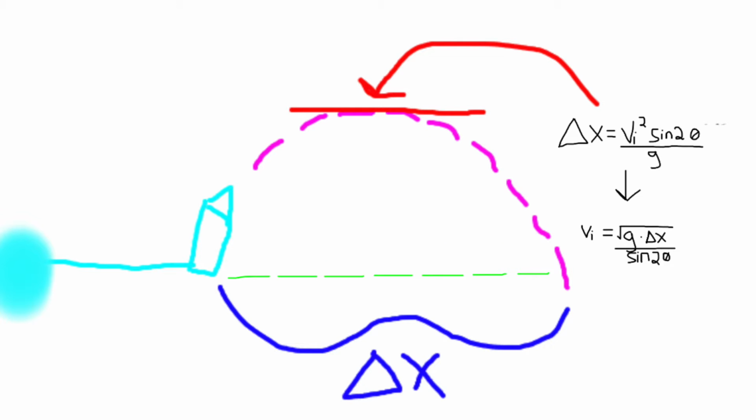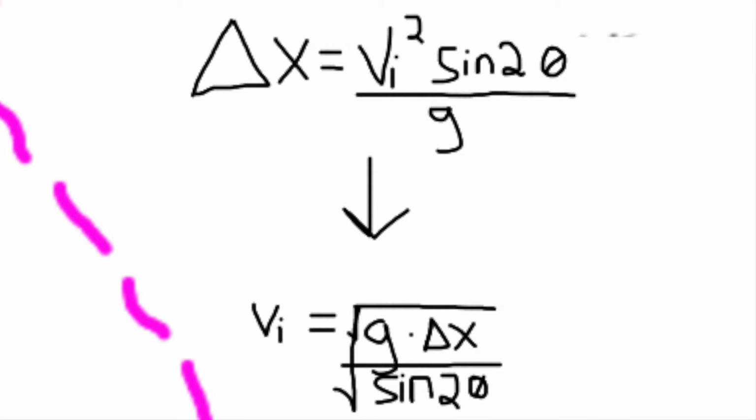Another method we can use to find the initial velocity is the equation delta x equals the initial velocity squared times sine of 2 theta over g. Using that, we can derive the equation that the initial velocity would be the square root of g times delta x over sine 2 theta. We can easily find delta x because that would be measured with our tape measure, and the theta in this equation is our launch angle.